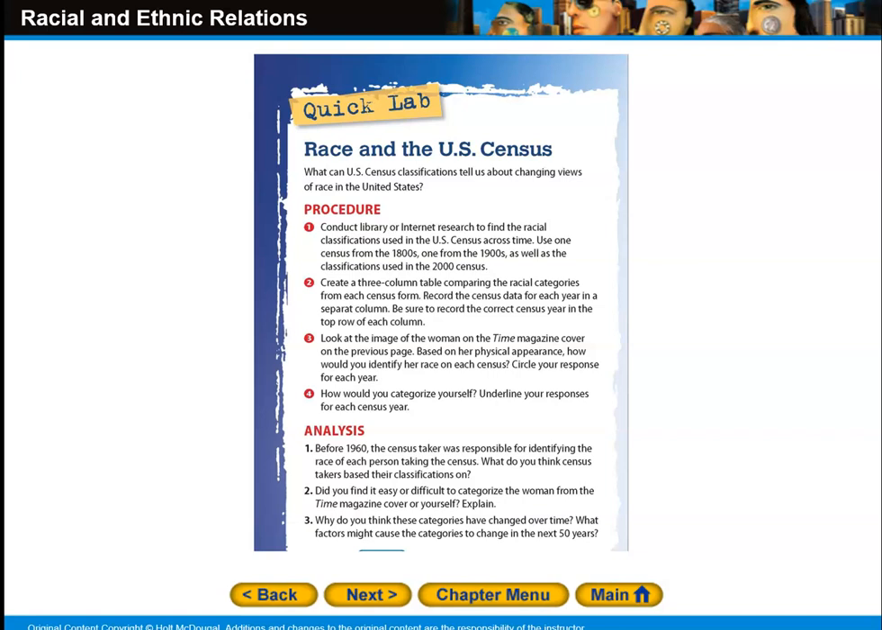Look at the image of the woman on the Time magazine cover on the previous page. Based on the physical appearance, how would you identify her race on each census? Circle your response for each year. How would you categorize yourself? Underline your responses for each census year. Before 1960, the census taker was responsible for identifying the race of each person taking the census. What do you think the census taker based their classifications on?